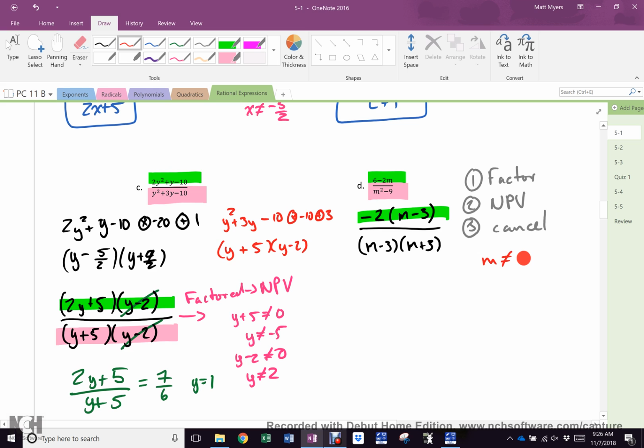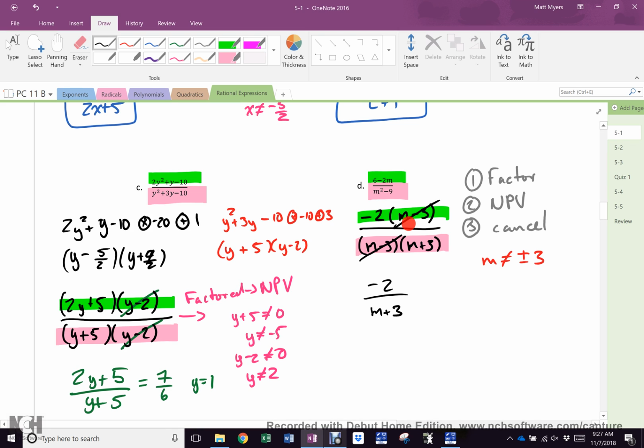m cannot equal what? Plus or minus 3. You should be starting to see this immediately, right? You should be getting yourself away from this. And step 3, I mean, is cancel. What cancels? Minus 3, minus 3. And I get negative 2 over m plus 3. Is everybody cool? Can you do it as well if it's not negative 2, if you didn't take out a negative? Well, then this is not m minus 3, it's 3 minus m. That's different, right? So you can't. You have to get that negative out of there.